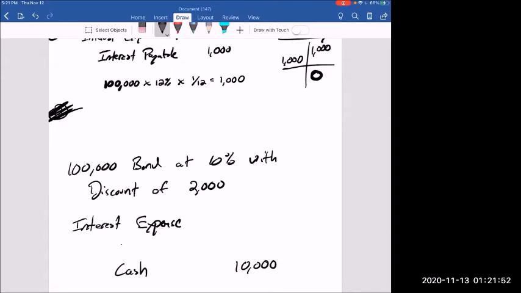I'm going to credit my discount. I'm amortizing this. So remember, discount. Let's do this here. Got my discount account. It started off with a $2,000 debit.